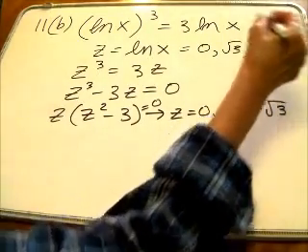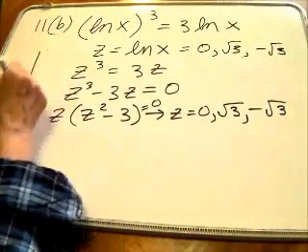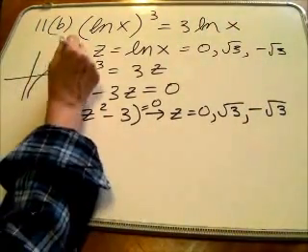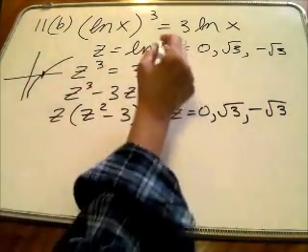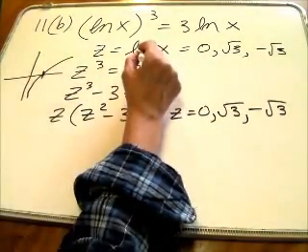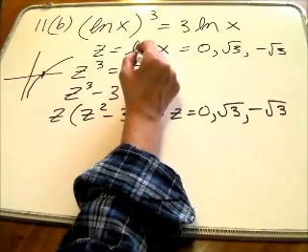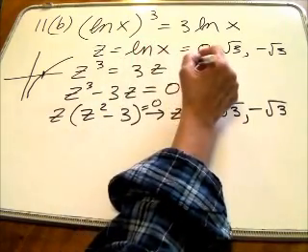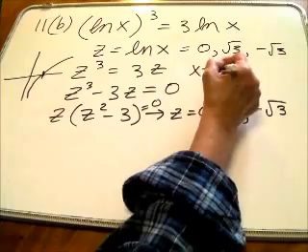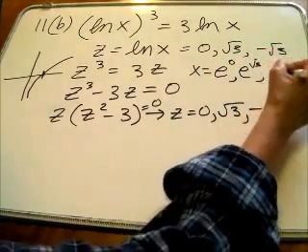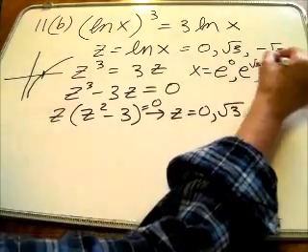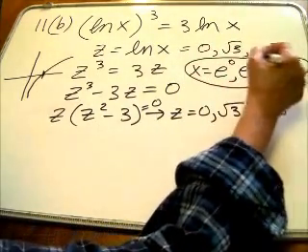And logs can equal a negative. Here's a graph of log. The value of the log can be negative. What you're taking the log of can't be negative. So then to figure out what x is, we need to undo the natural log, and that's the exponential function e. And so x is going to equal e to the 0, e to the root 3, or e to the negative root 3. So those are your 3 answers, and those are all perfectly fine.